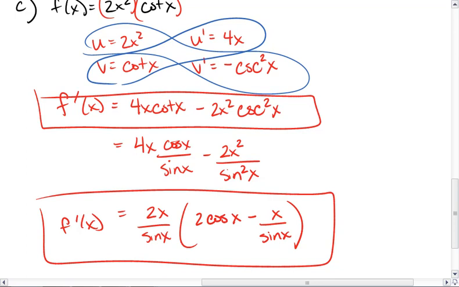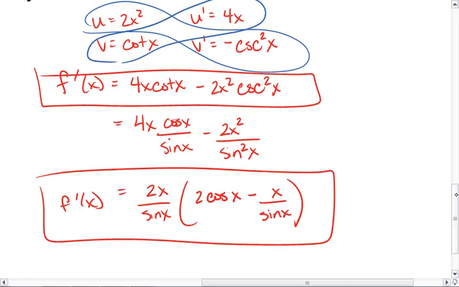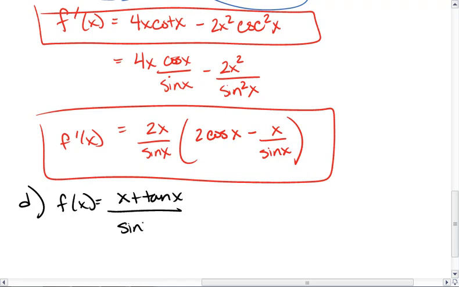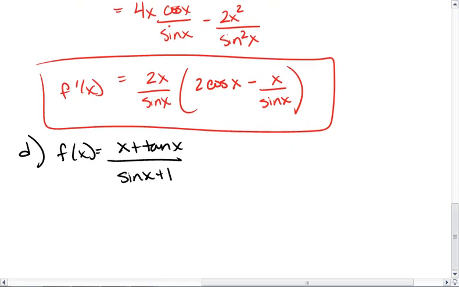Let's move on to problem D. In problem D, we have f of x equals x plus tangent x all over sine x plus 1. In this one, we have division happening, so we're going to use the quotient rule. I still want to pull apart my problem. I'll pull this into the numerator and the denominator and find the derivative of both.